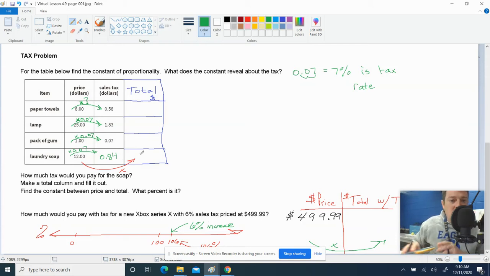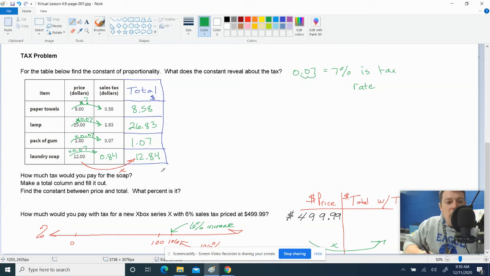What I find more helpful though is if you look at the final total, because tax is an addition to what you paid. It's what the government charges you, it's added to the price, it gets sent to them. And so you add these two together to get the total, 8.58. This one would be 25 plus 1.83, which is $26.83. A dollar plus 7 cents is $1.07. 12 plus 84 cents is $12.84.